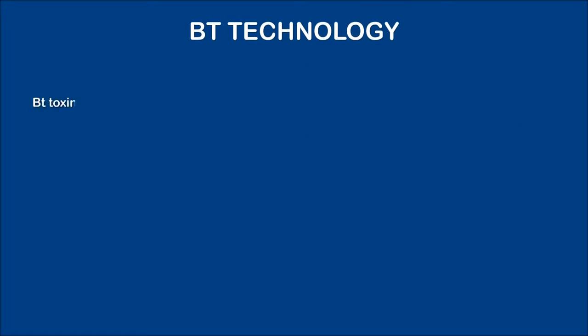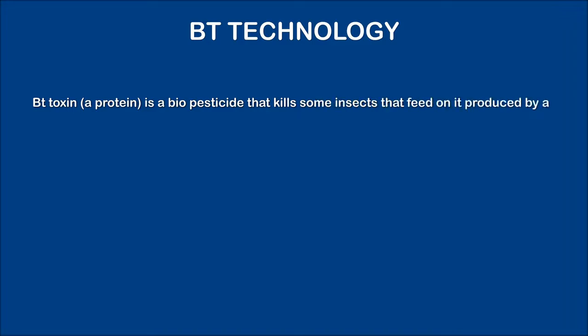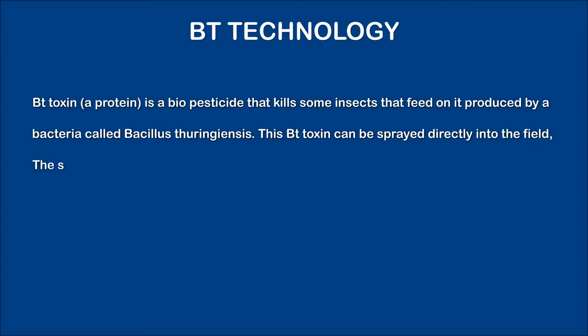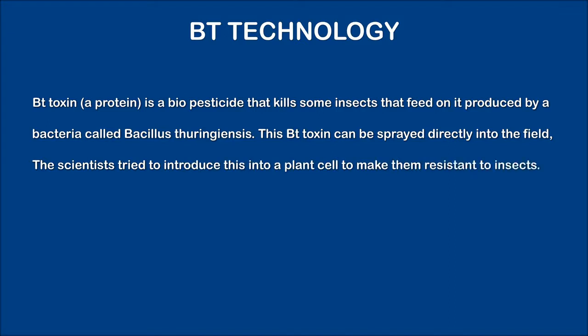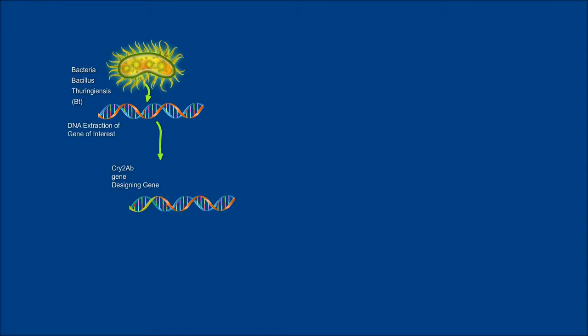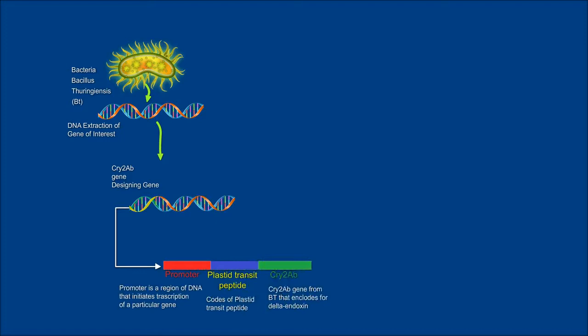Bt technology. Bt toxin, a protein, is a biopesticide that kills some insects that feed on it, produced by a bacterium called Bacillus thuringiensis. This Bt toxin can be sprayed directly onto the field. The scientists tried to introduce this into a plant cell to make it resistant to insects. The bacterial Cry2Ab gene that encodes the Bt toxin was identified and its DNA sequence manipulated, attaching other pieces of DNA from other species that are necessary for the Bt toxin to be prepared and present in the plant at the right place, at the right level, and at the right time.